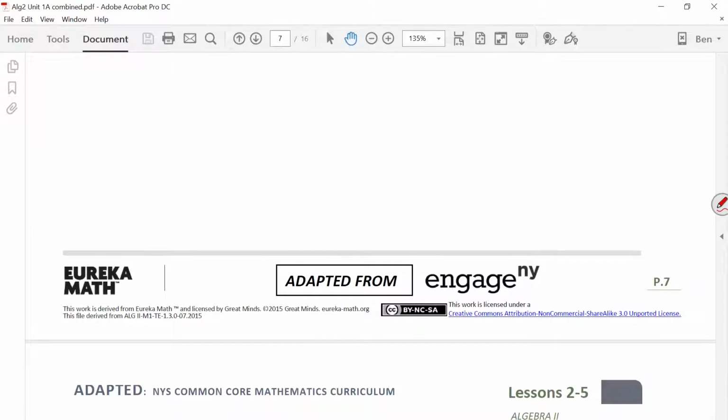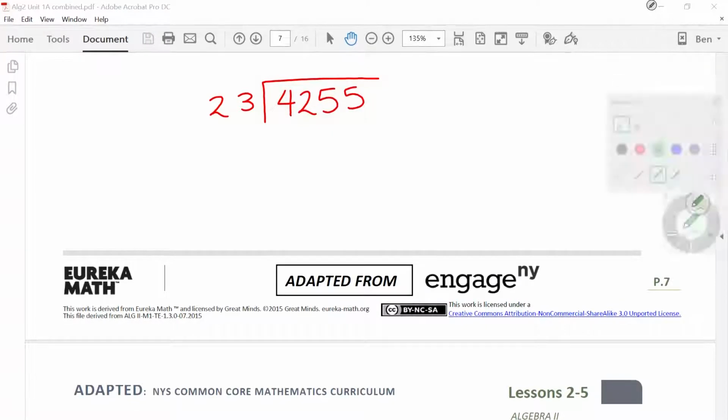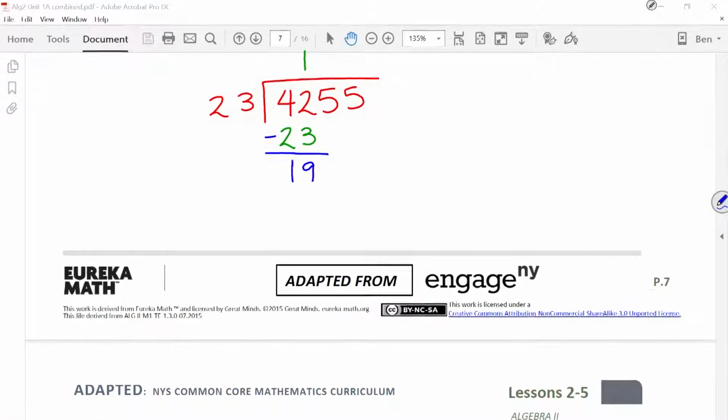Okay, so let's pick a number, 4,255, and divide that by the number 23. The process that I use is I ask myself, 23 goes into 42 how many times? And the answer is 1. It goes into it 1 time. And so then I take 1 and I multiply it by 23 and I get 23. The next step is where I subtract 42 minus 23 and I get 19.